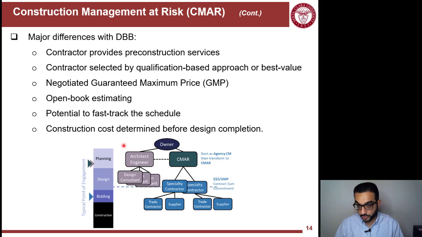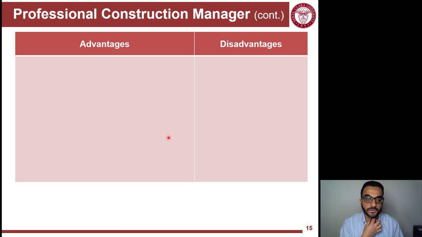And there's more potential now to fast track the schedule. You can do a lot of things now in parallel. And the construction cost is determined a little earlier. Here, you don't have to wait until the design is completely done. Same thing, pause here a little, think about good things and bad things about professional construction manager or CMAR.